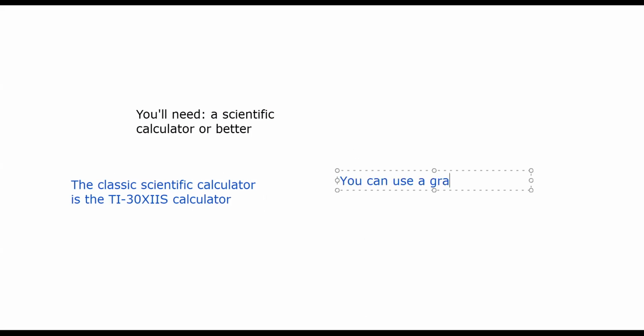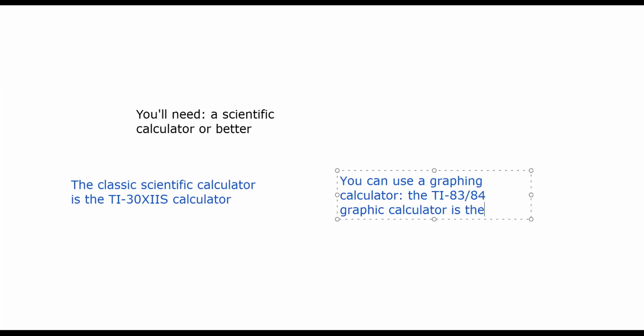You can use a graphing calculator. The TI-83/84 graphing calculator is the gold standard. Why? Because it does everything you need for this course, and you get a nice big screen. And if you get a newer one of the TI-83/84s, it'll even deal with exponents and parentheses and put them where you want them. So the TI-83/84 graphing calculator, beautiful.